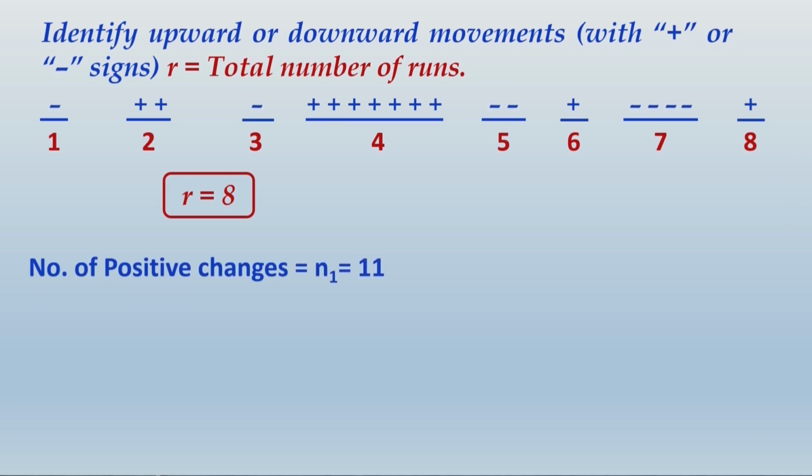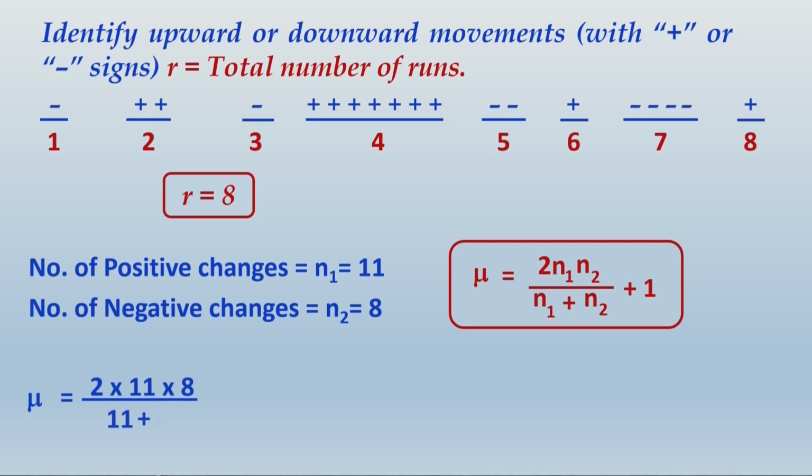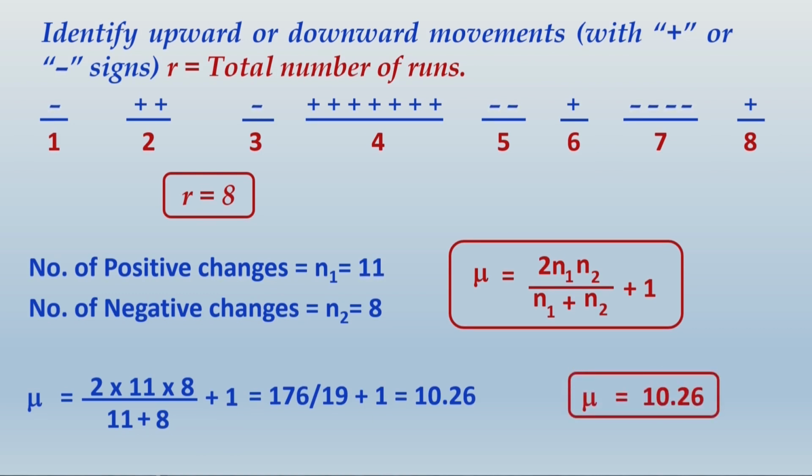Thereafter, the number of positive signs, N1 equals 11, we have already counted, and N2, which indicates the negative values, will be 8. Once you get N1 and N2, you are ready to compute mu. Mu will be 2 times N1 into N2 divided by N1 plus N2, and finally plus 1. So when you apply this calculation, it is 2 into 11 into 8 divided by 11 plus 8 and then added 1. 2 into 11 into 8 gives you 176, divided by 11 plus 8 will be 19, and plus 1. So 176 by 19 plus 1 will finally give you 10.26. So we can conclude mu equals 10.26. So friends, note down all these calculations and then we shall move ahead.